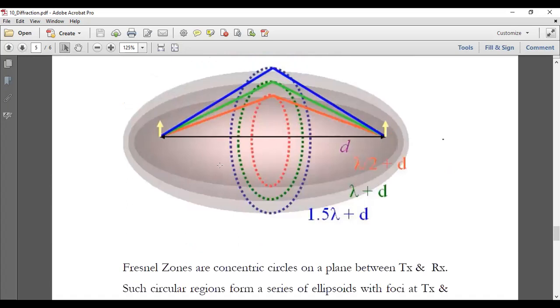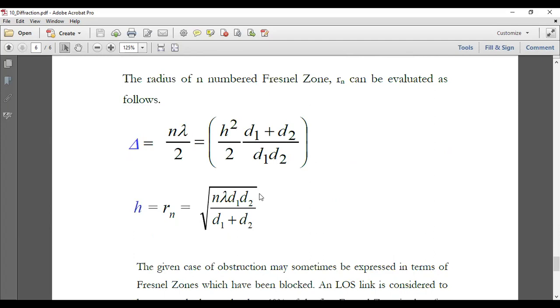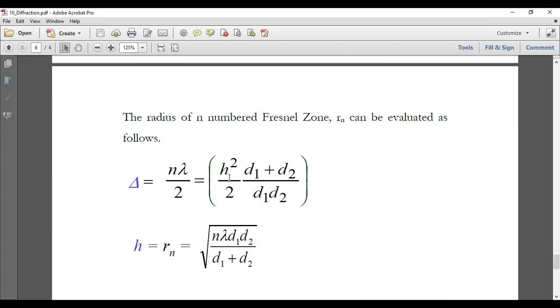And our h, if you consider this as the obstacle height causing the diffracted ray, then this height is what we have above the line connecting the transmitter and the receiver. So it is our h, and that's the radius of our Fresnel zone. So h is nothing but the Fresnel zone radius. When you are considering the n-th Fresnel zone, this h is our Rn, the radius for the n-th Fresnel zone.